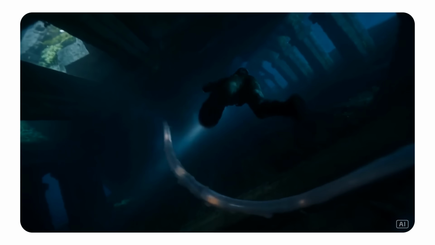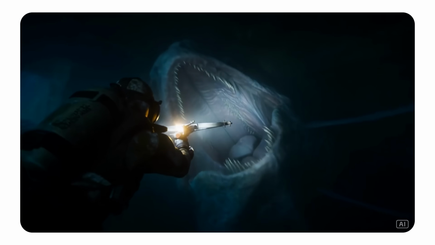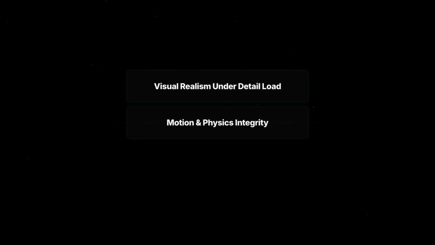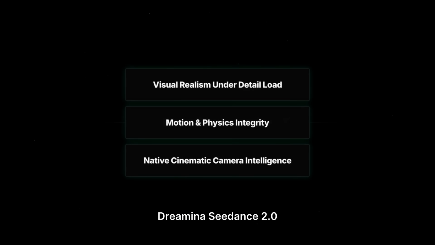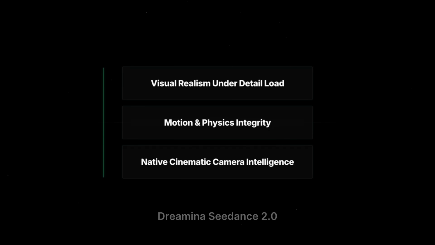So I structured this entire evaluation around 3 performance tests. 1. Visual realism under detail load. 2. Motion and physics integrity. 3. Native cinematic camera intelligence. If Seedance holds under all 3, then we're not looking at evolution, we're looking at acceleration.